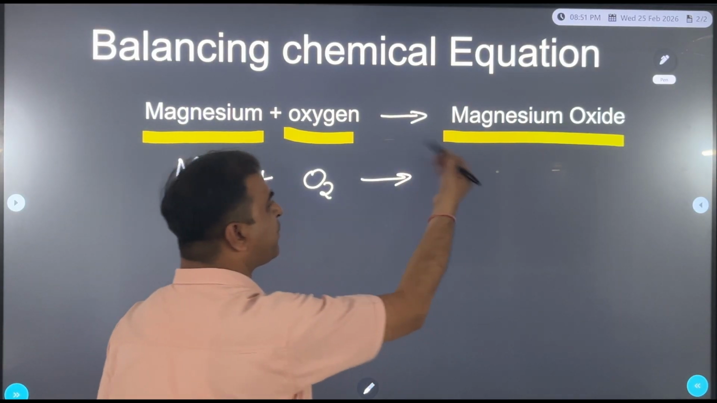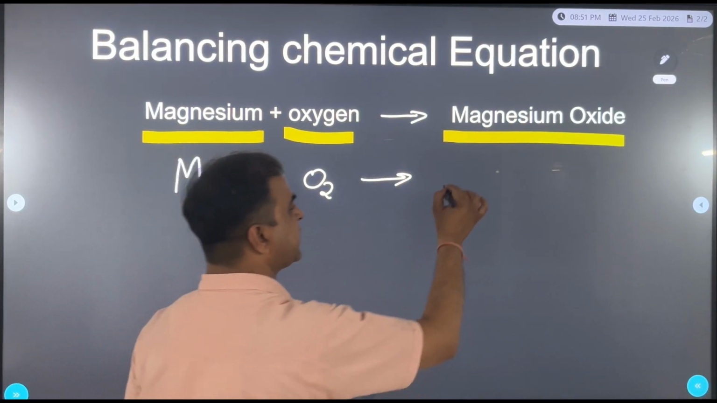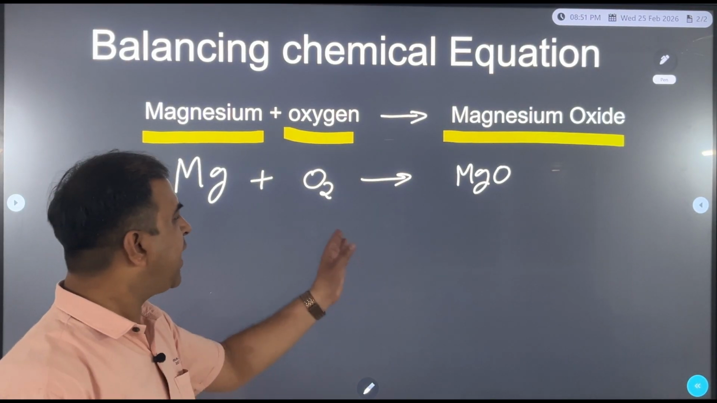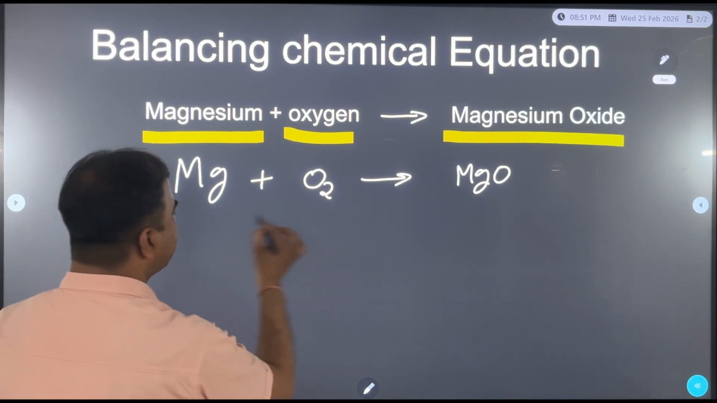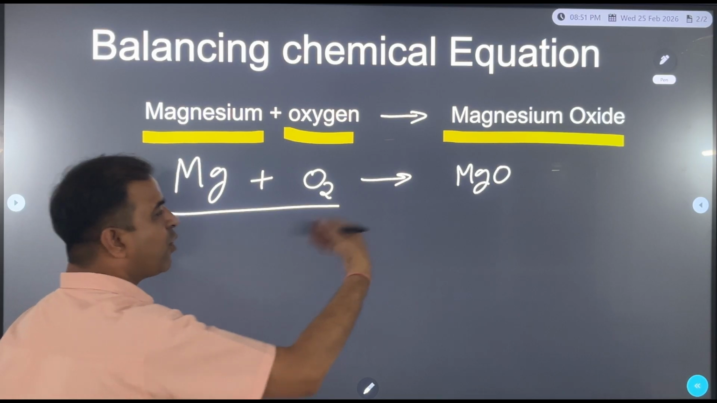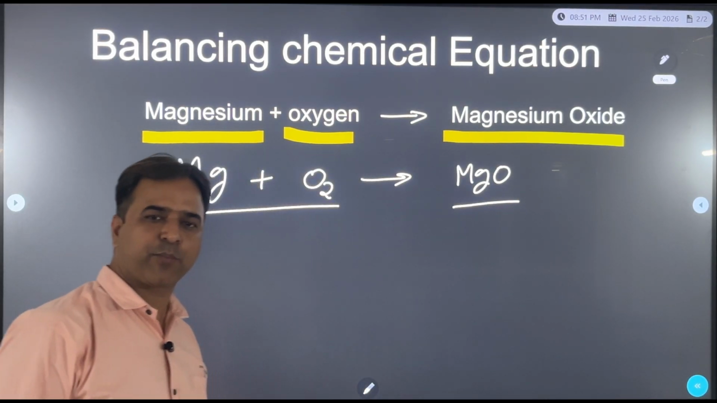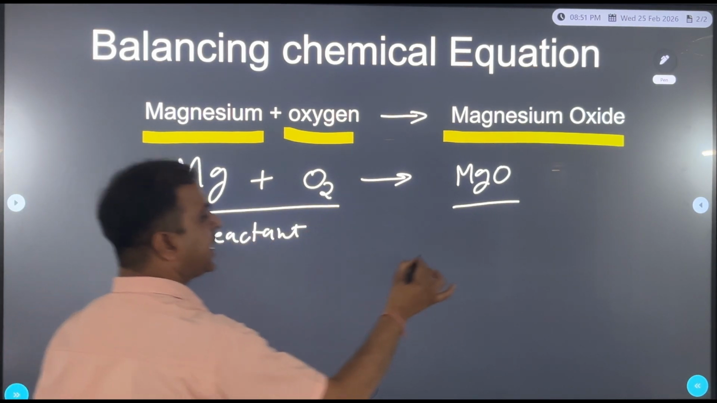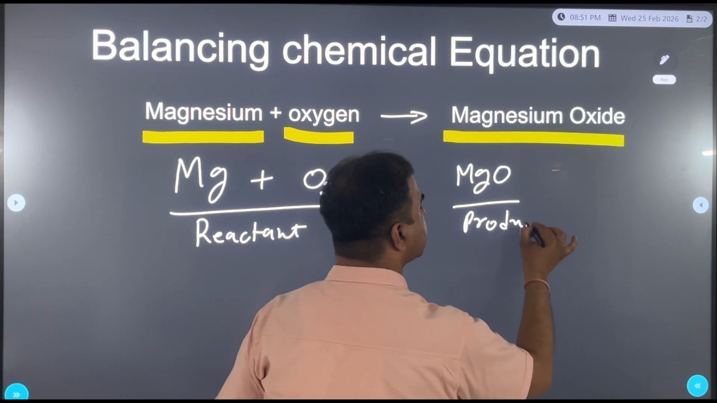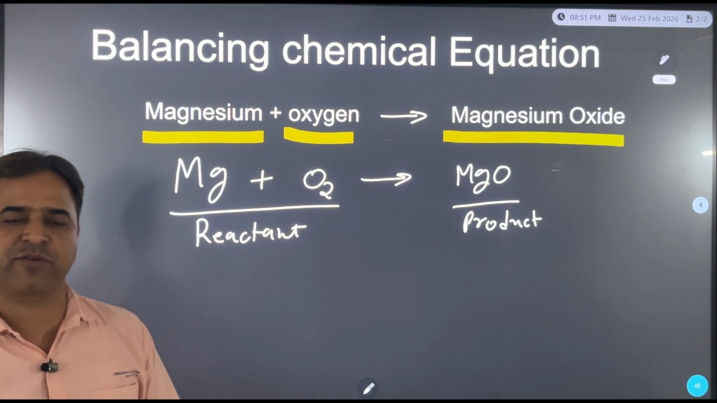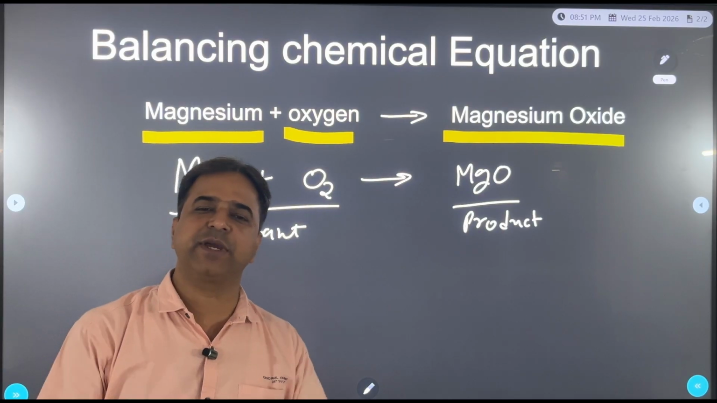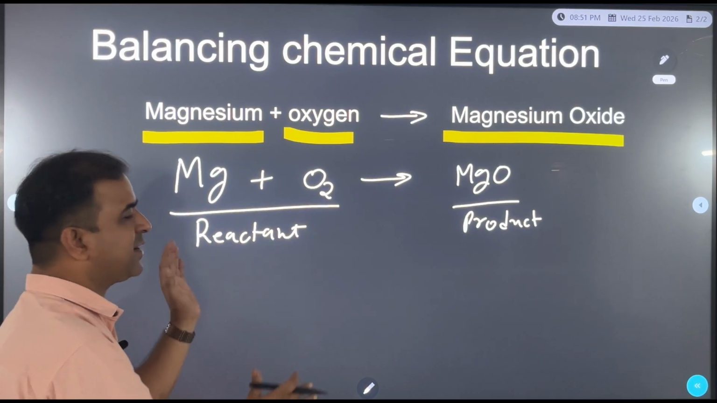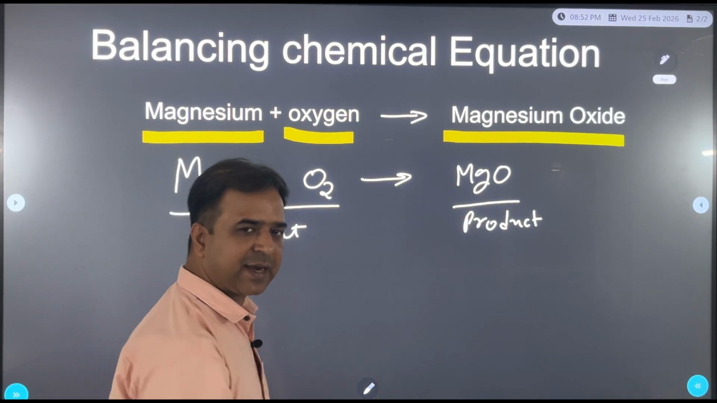Okay. Now the compound which is forming is magnesium oxide. So here it is magnesium oxide. Now you understand, the left hand side of this arrow is called reactant, and the right hand side of this arrow is called product. So according to the law of conservation of mass, mass can neither be created nor be destroyed. So whatever mass is there on left hand side, same mass should be there on right hand side.